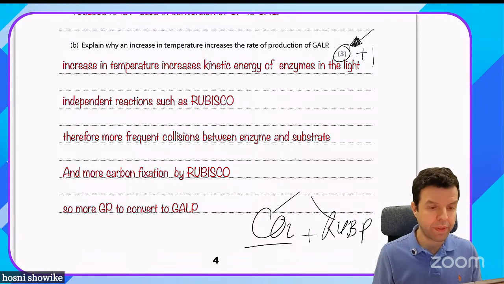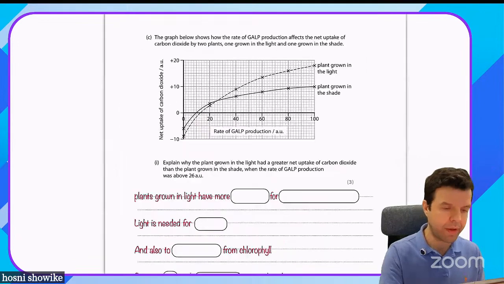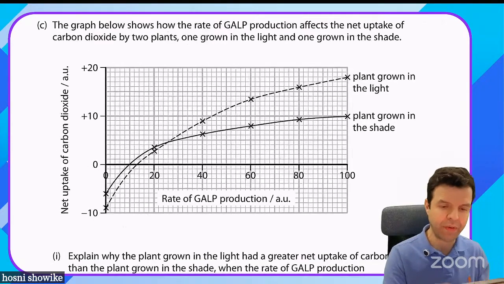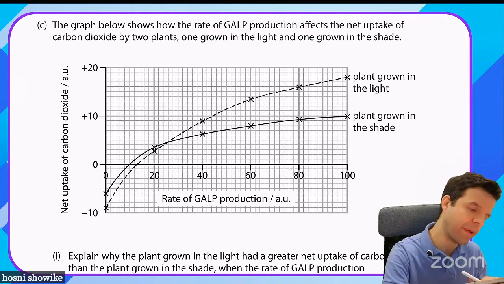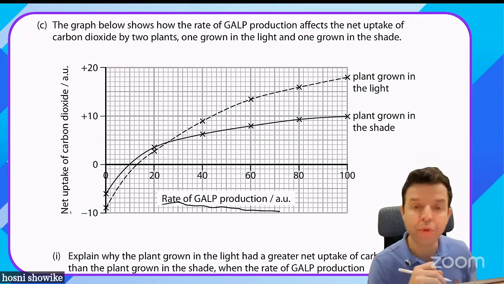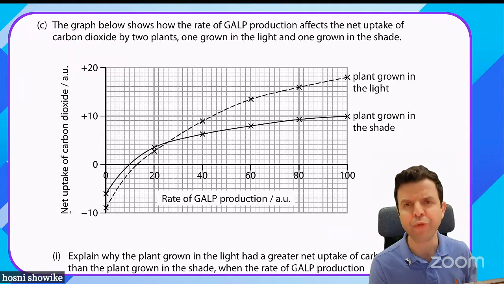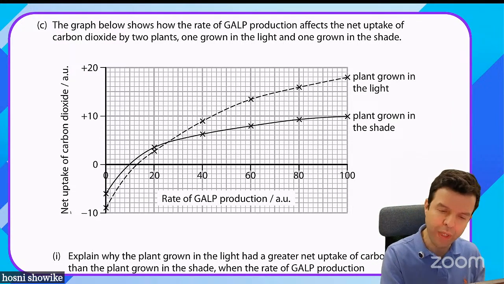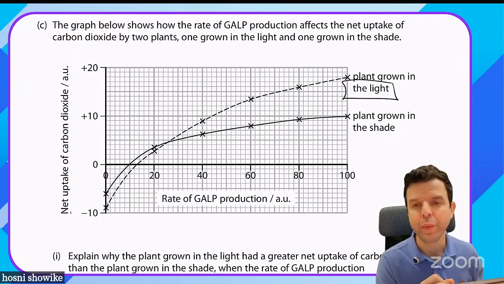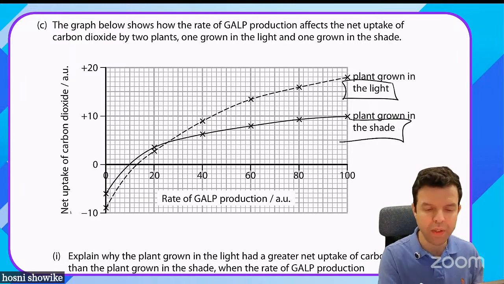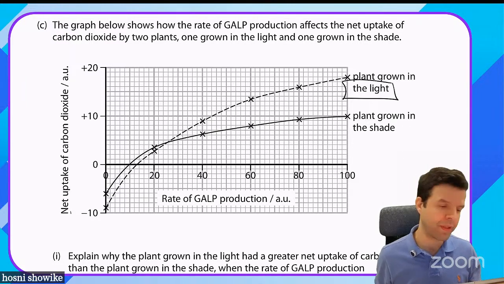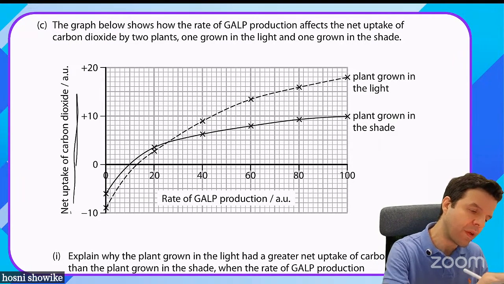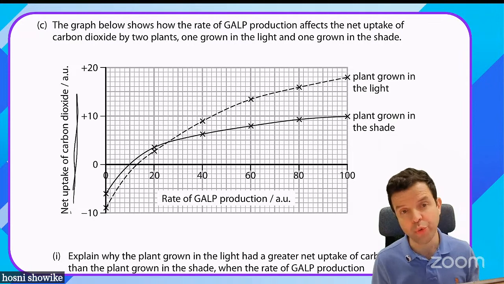And I'm getting to the other part here. This one, let's take a look at the graph. It's the rate of GALP production. In other words, the rate of photosynthesis, the rate of light independent reactions. It's been done twice. One with plenty of light and one with limited amount of light. And what are we measuring? We're measuring the rate of uptake of CO2.